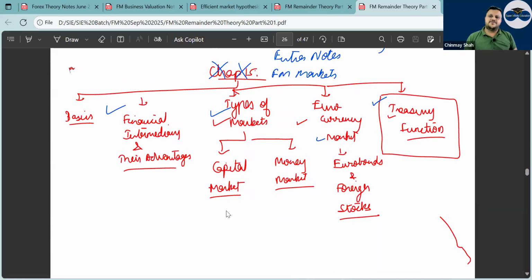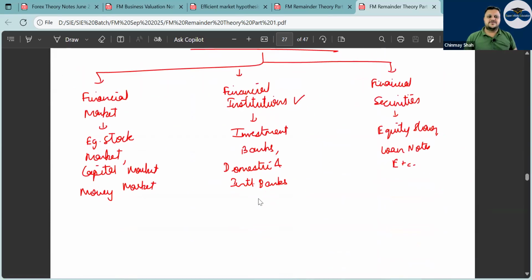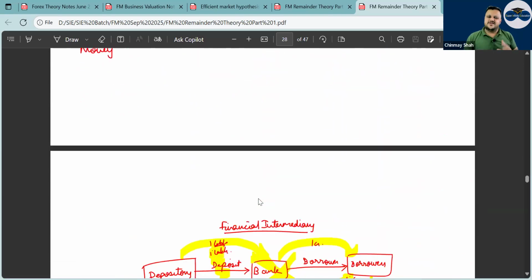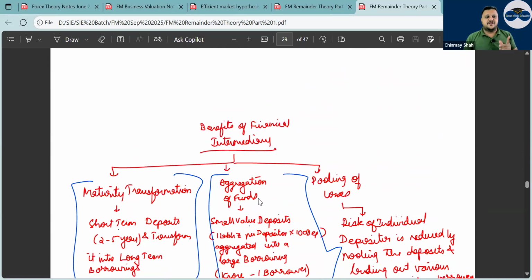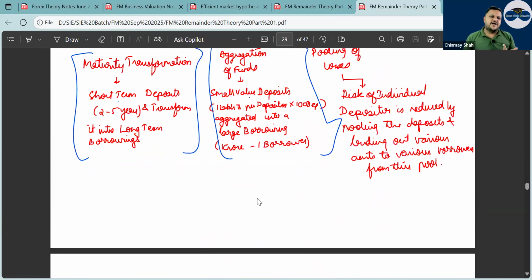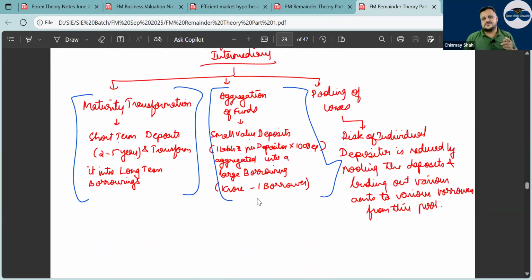So you have financial intermediary, and the basic financial system has 3 things: market, institution, and security. My thing would be benefits of financial intermediary. So financial intermediary is generally a bank. Bank has 3 things, right? Maturity transformation, it will take short-term deposits from depositors and give long-term loans to the borrowers, correct? They will take a short-term deposit and make it into a long-term borrowing.